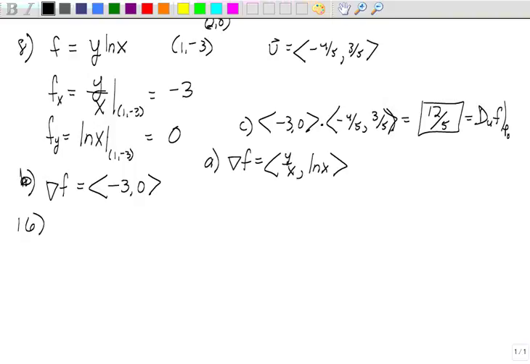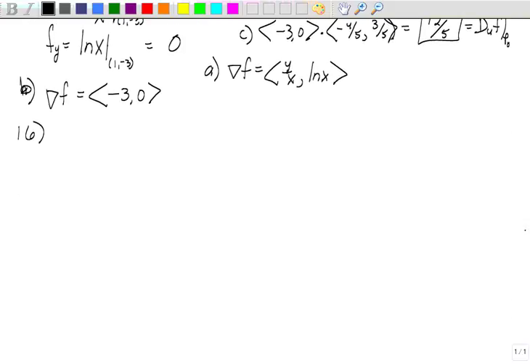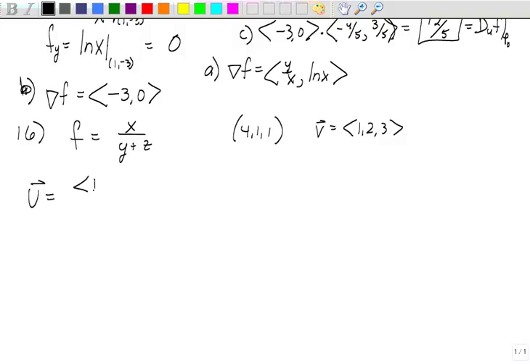Let's look at 16. I want to find the directional derivative at the point in the direction of v. So here's f. I need a point and a direction. Well, first off, the unit vector in the direction of v is going to be 1, 2, 3 divided by its length, which is square root of 14.